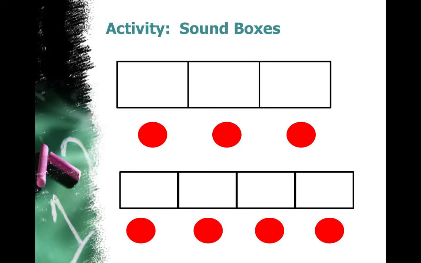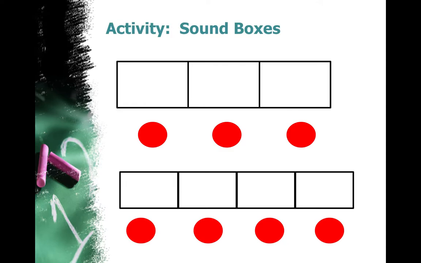So one activity that can be used is using sound boxes. So you have the frame, the black box frame, and you have little tokens or little rocks or something, and you are getting the child to push the rock up into the box as they hear each sound. So for example, if we had the word mat, first model it for the child and then the child would do it.